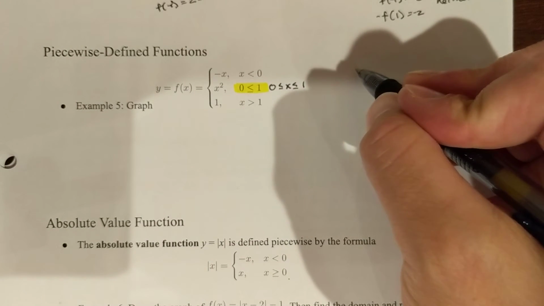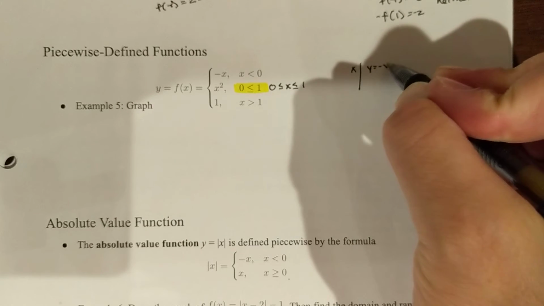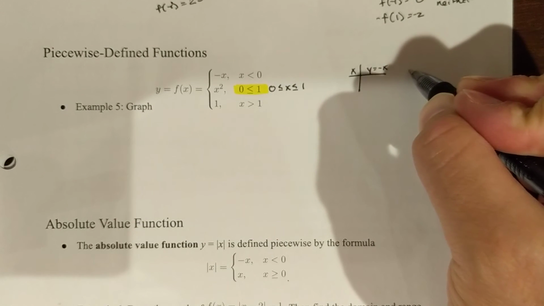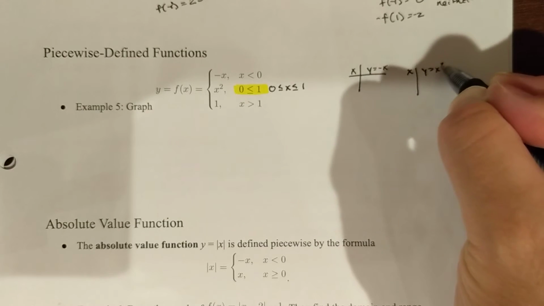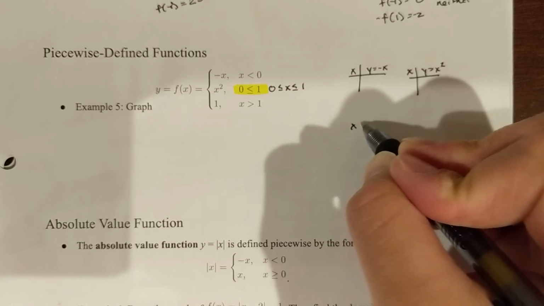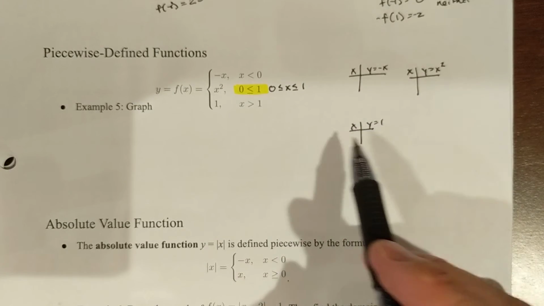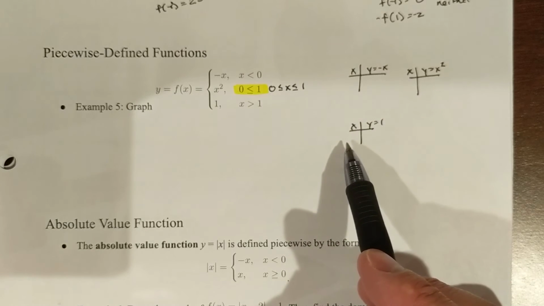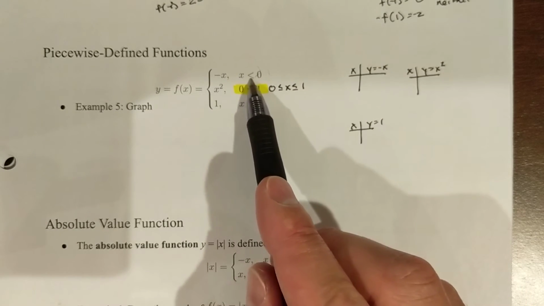So for the first equation, x and y equals -x. The second equation, x and y equals x squared. And for the third equation, x and y equals 1. Now, the values you use, you can't choose any x values you want. You have to look at these restrictions. So for this first one, x must be less than 0.